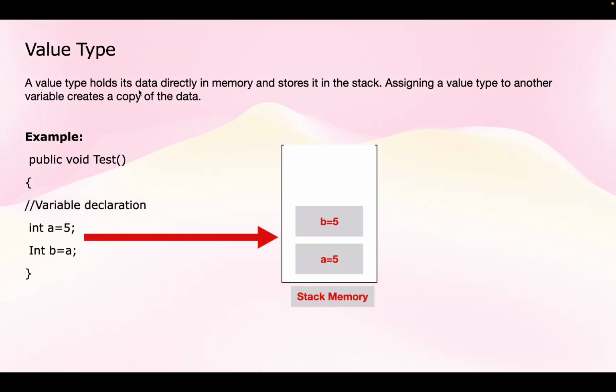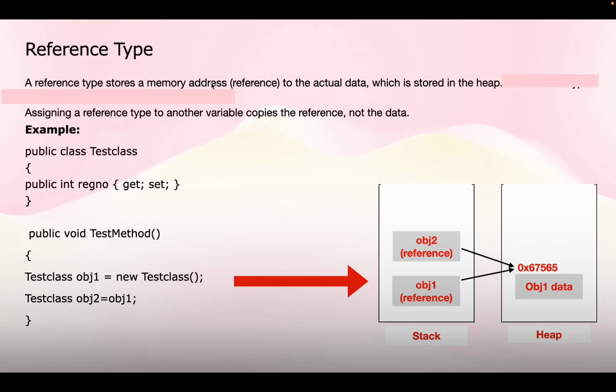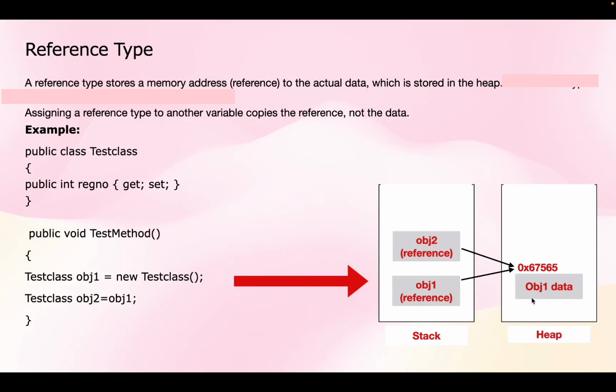Now let's see reference type. In reference type, the memory address of the actual data will be stored in heap memory. That means in reference type, actual values are stored in heap memory and the reference of that variable, that means the memory address, will be stored in stack memory. For example, class, array, string, object, delegates, interface, these are all reference types.